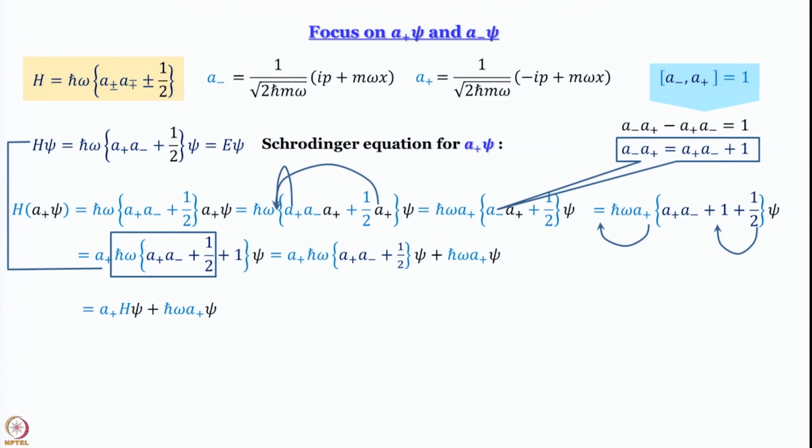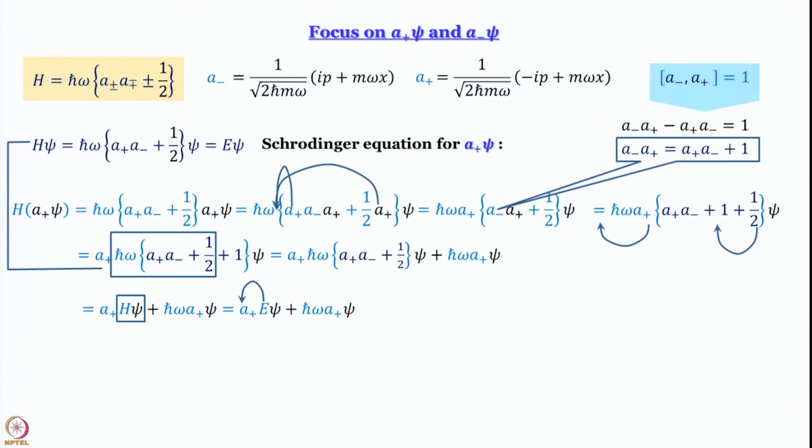From the Schrodinger equation, H psi is equal to E psi. So, instead of this H psi I am going to write E psi. So, I will get A plus operating on E psi. E, remember, is a number, the eigenvalue of the Hamiltonian. E psi plus H cross omega A plus psi. We are almost there. Now, let me move E to the front.